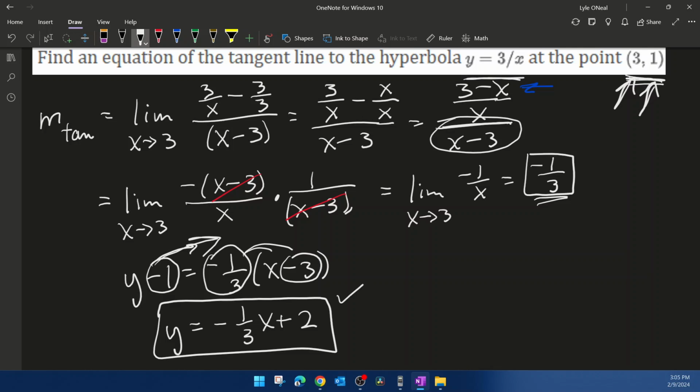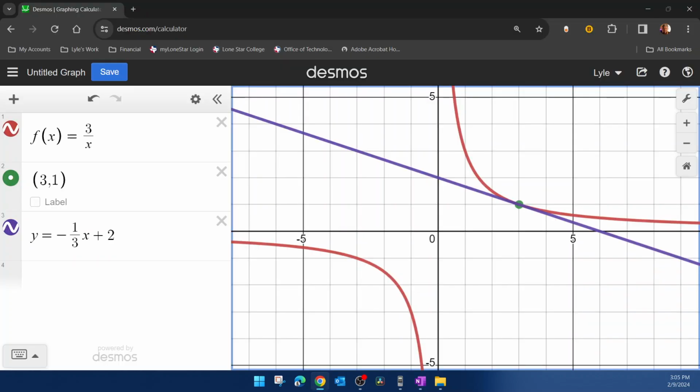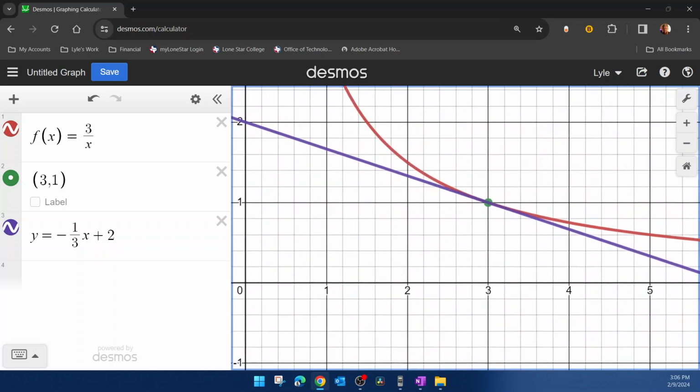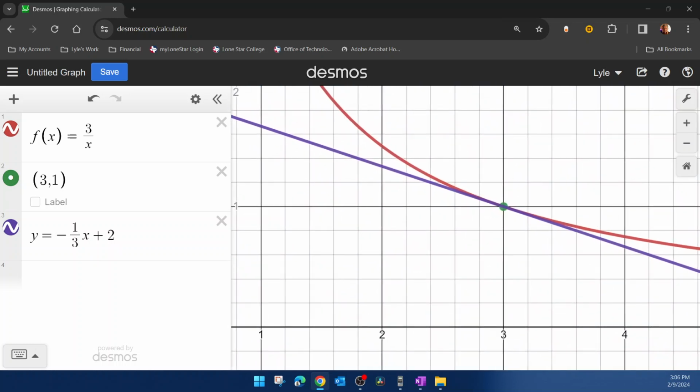Oh, and you know where we're going, right? We're going to Desmos and check. And here we are. In Desmos, I have my function graphed with the point where we were concerned about the tangent line to the curve. And you can see that the equation that we ended up with looks perfectly tangent at that point.